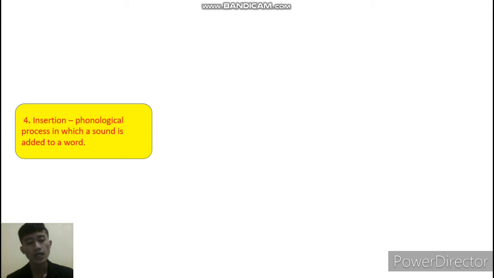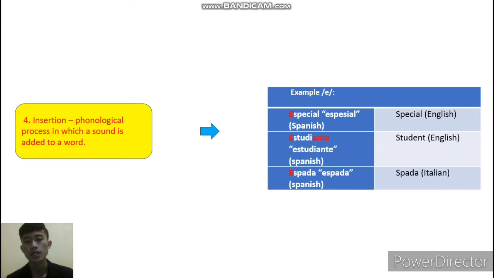Insertion. Insertion is a phonological process in which a sound is added to a word. Okay, this is the example of initial e: special in English, especial. Estudiante in Spanish, student in English. Espada in Spanish, spada in Italian. Okay, these are the examples of insertion.